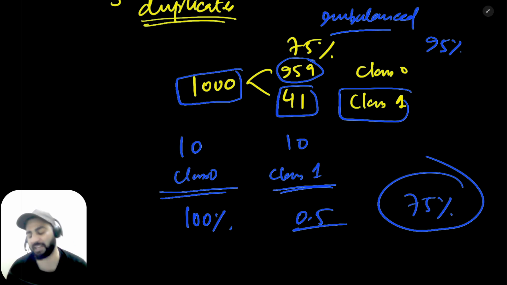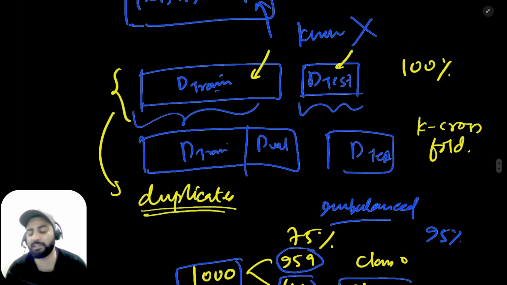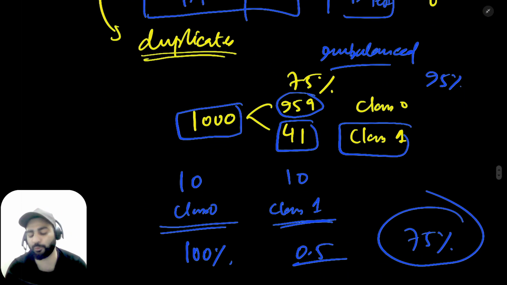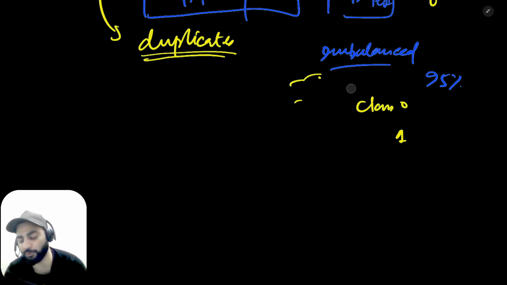There are techniques called oversampling, undersampling, and other things that we'll learn. I just want to tell you that this Dtrain and Dtest is a really tricky part. You'll have to really spend some time over there and check the data for overlaps and for null values. So you'll have to deal with those things.